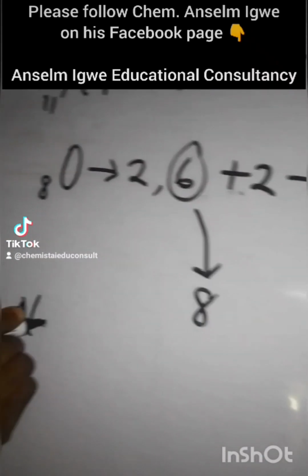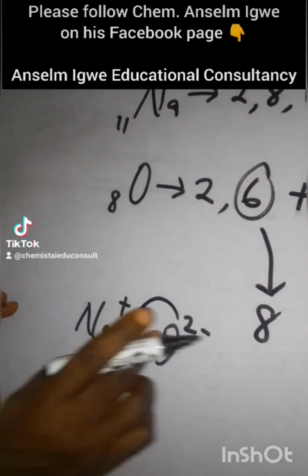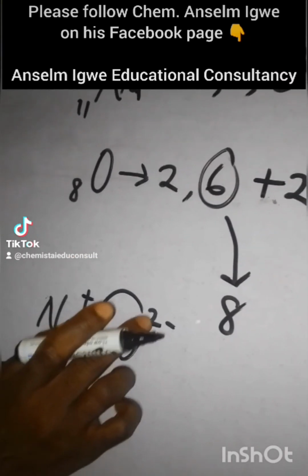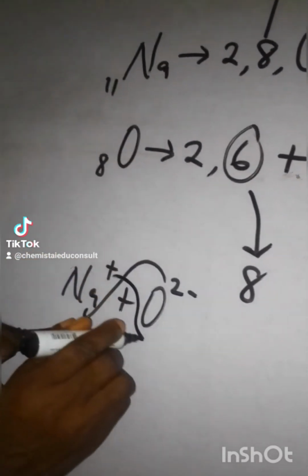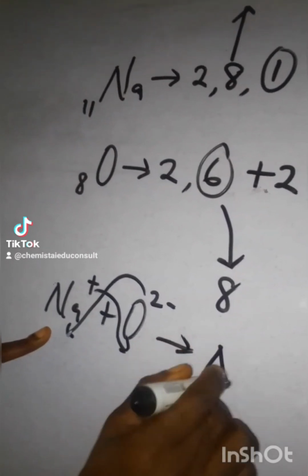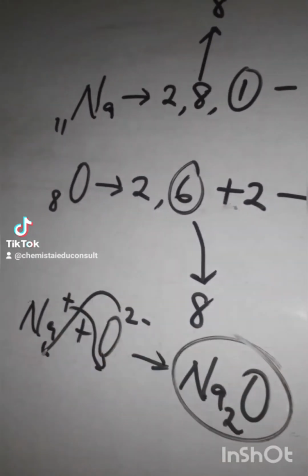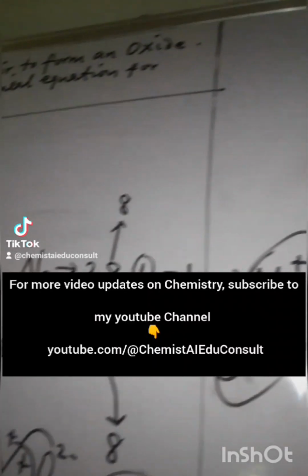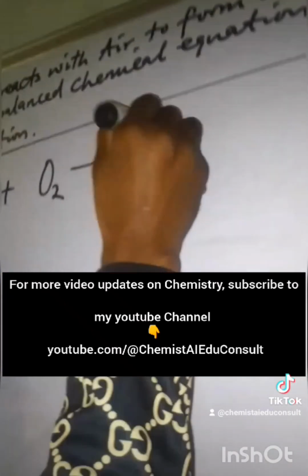And we have Na+ O2-. By exchange of valency, the valency of oxygen is 2, it comes to sodium, and valency of sodium is 1, it comes to oxygen. And the correct formula is Na2O1. So this is the correct formula of the oxide. Now, having written the correct formula of the oxide, we write it at the product side.